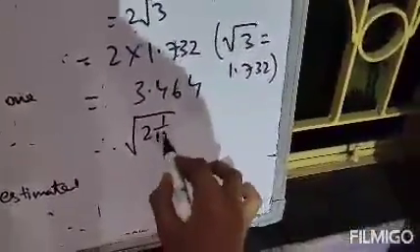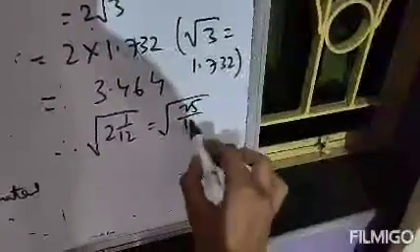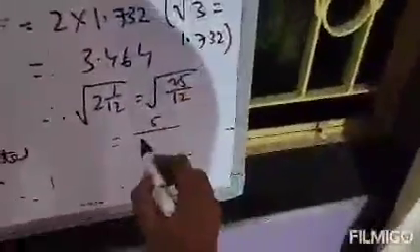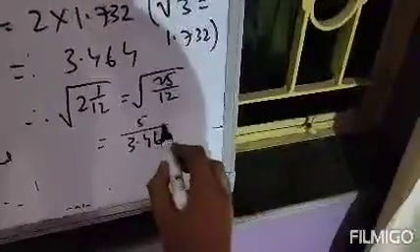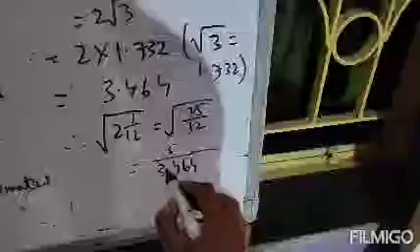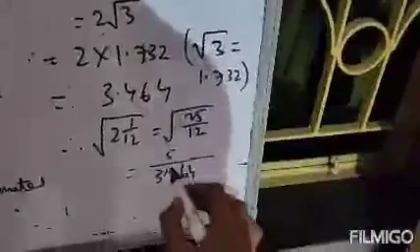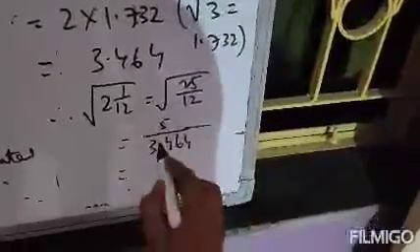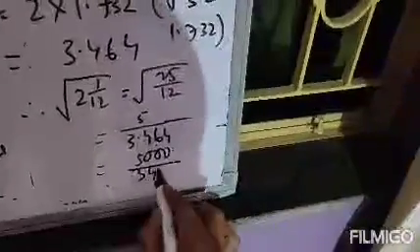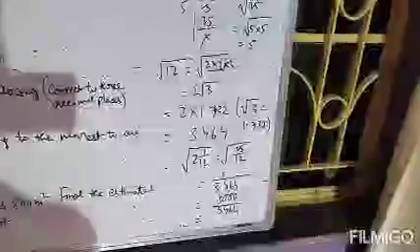Therefore the square root of 2 upon 1 by 12 equals 25 by 12, and square root of 25 is 5 and square root of 12 is 3.464. Clear? Now just divide this number 5 by 3.464. If we omit the decimal, there will be 5000 and 3464. Now divide 5000 with 3.464 and that will be your answer.